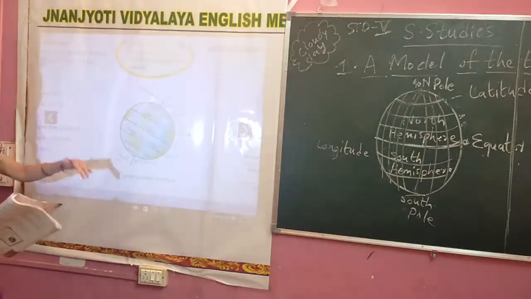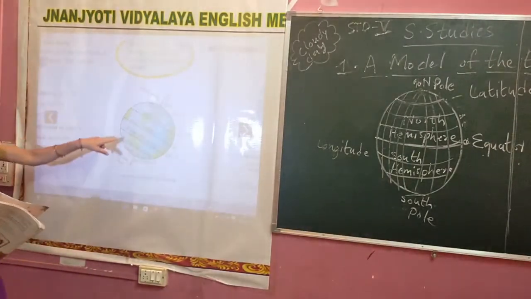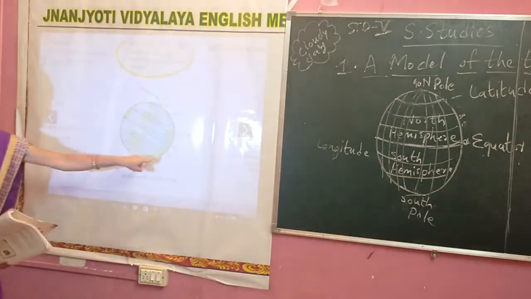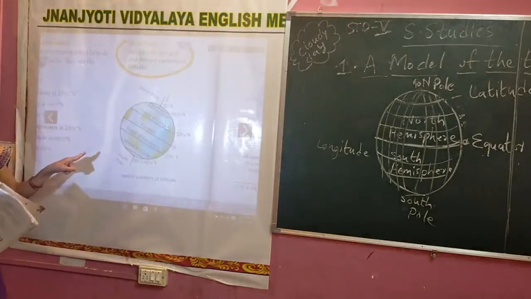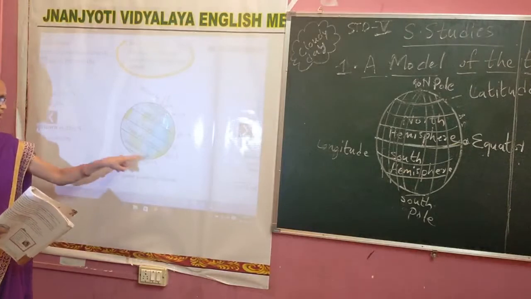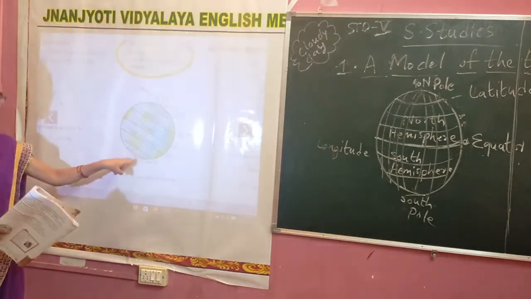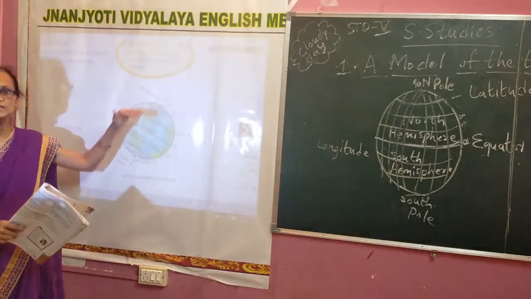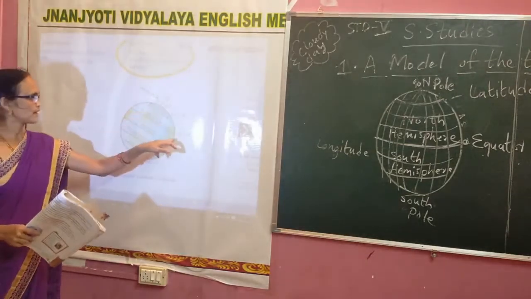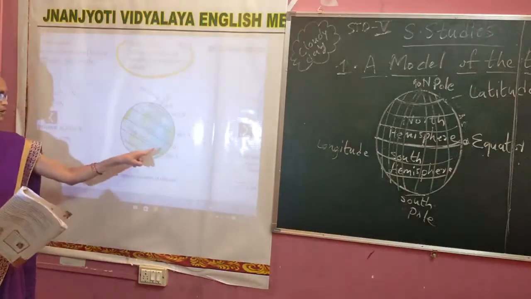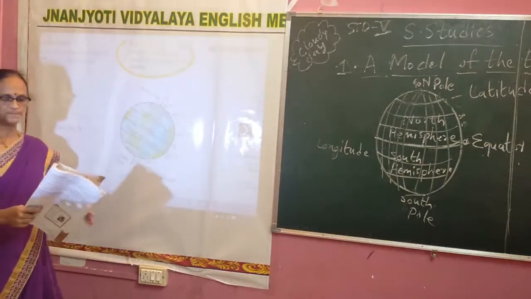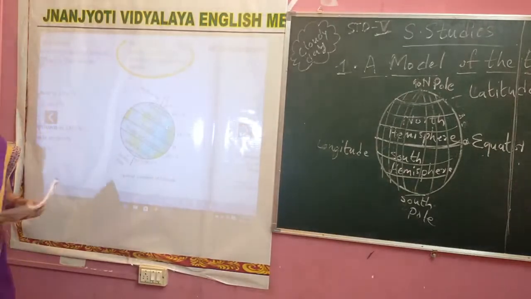In the same way, in the south part also, after the equator there is the Tropic of Capricorn, 23.5 south. Next comes the Antarctic Circle, that is 66.5 south. And next, at the South Pole you get 90 degree. These are the special latitudes: equator, Tropic of Cancer, Arctic Circle, Tropic of Capricorn, Antarctic Circle, and South Pole. These are the special latitudes on the globe.